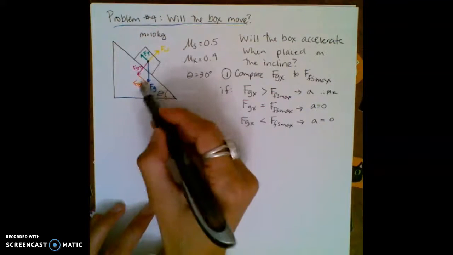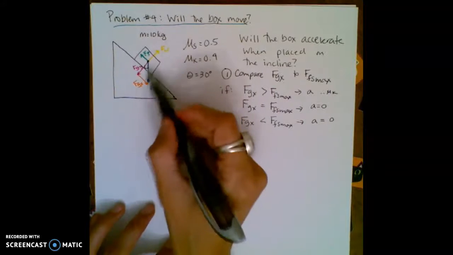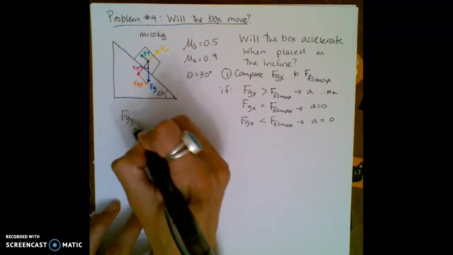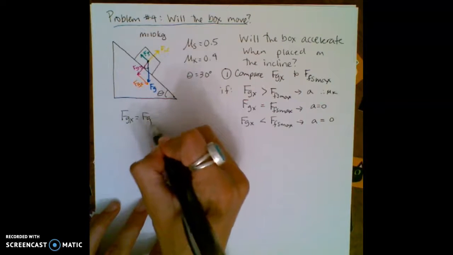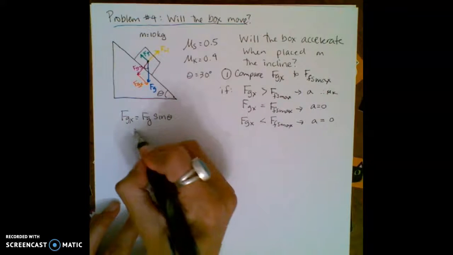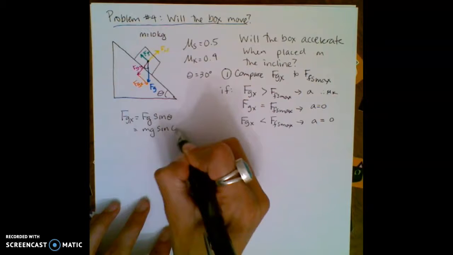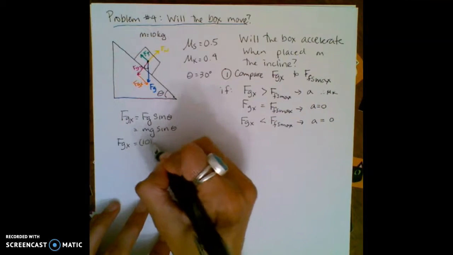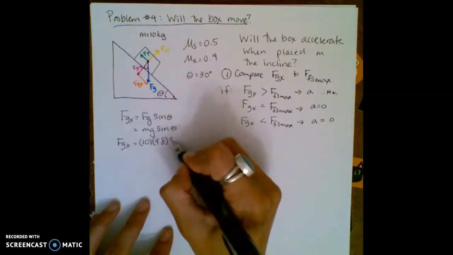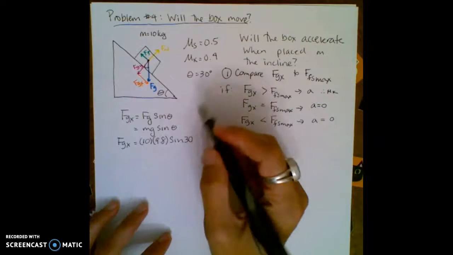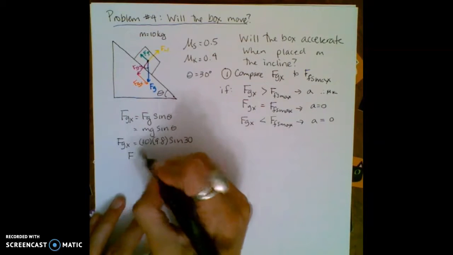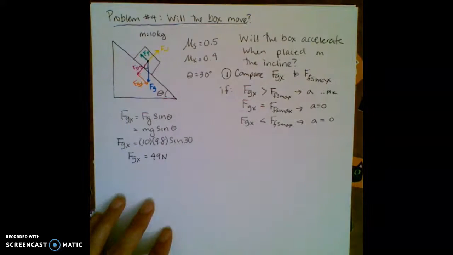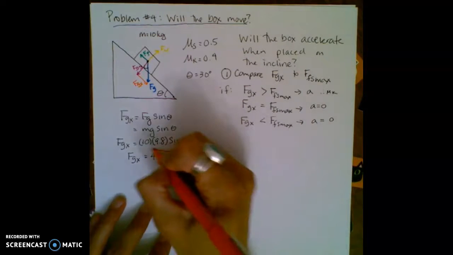Okay. So FGX, remember, if this is my theta here, FGX is opposite the angle. So I'm going to use the sine of theta. So FGX is equal to the hypotenuse, FG, times the sine of theta. And so that equals mg sine theta. So FGX is equal to the mass, 10, times 9.8, times the sine of 30. And when I do that math, I get FGX is equal to 49 newtons.